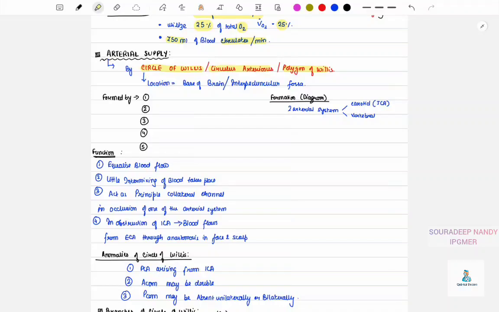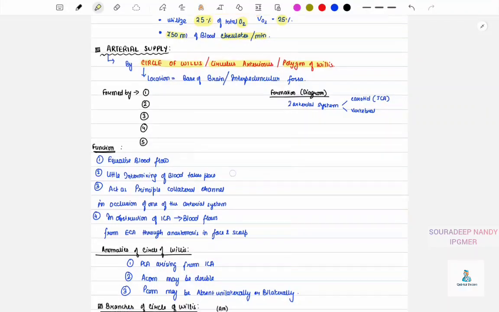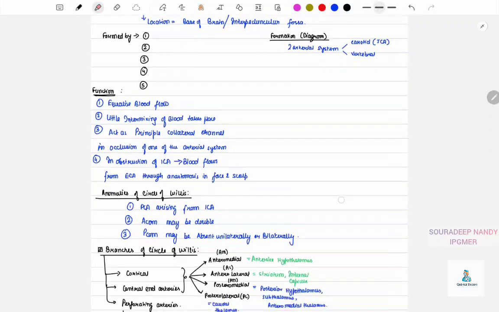So basically the circle of Willis is an anastomotic channel which supplies various parts of the brain. Now let us first see how it is formed. There are two arterial systems present in the circle of Willis. One is the carotid and one is the vertebral arterial system. I will start with the vertebral arterial system.